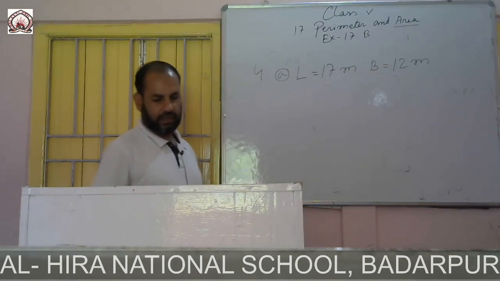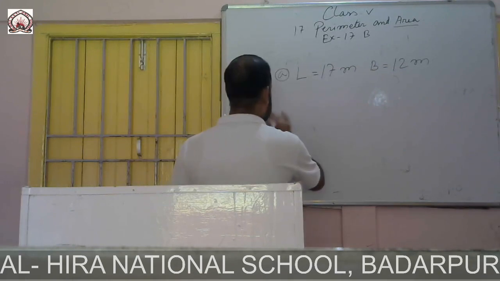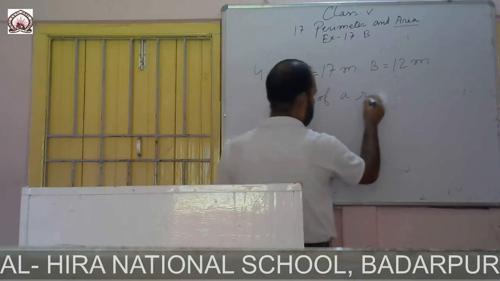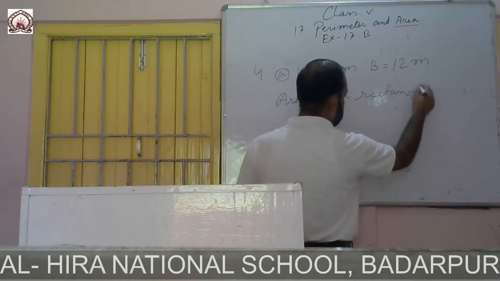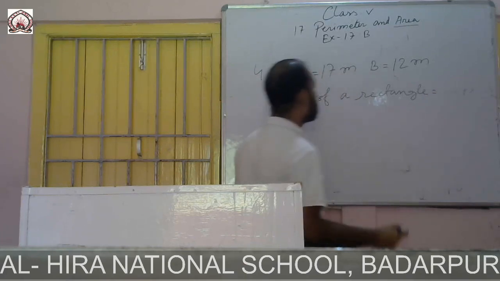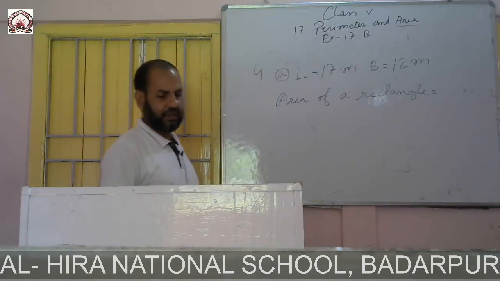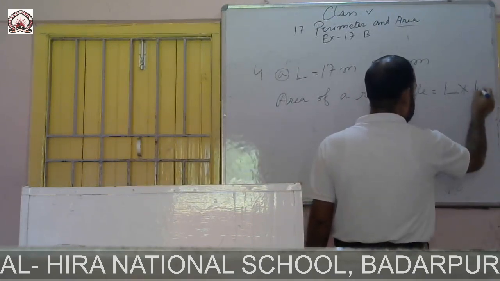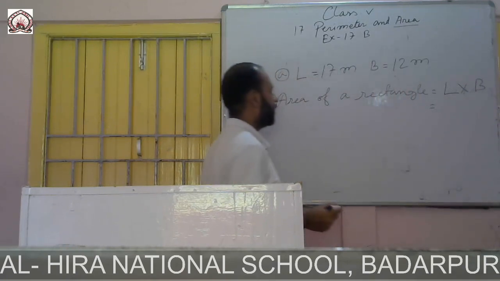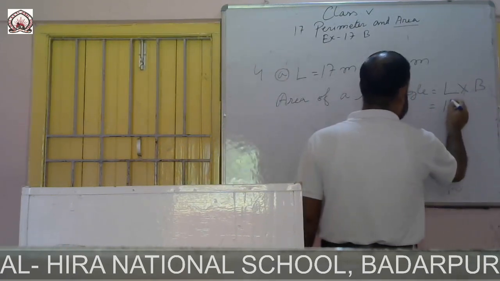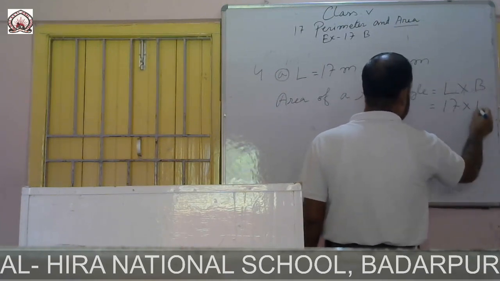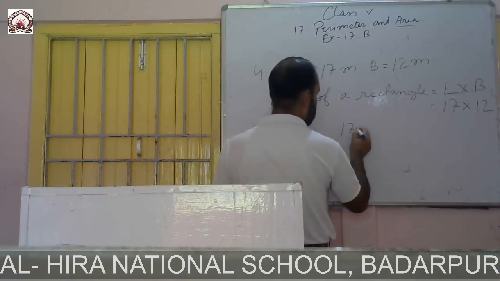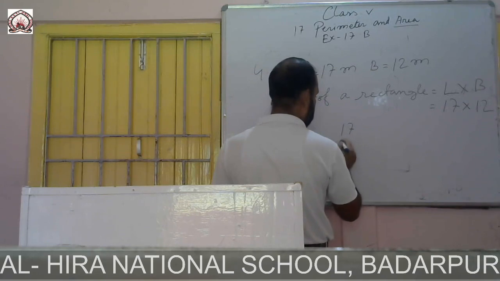We take out the area of a rectangle. So area of a rectangle equal to length into breadth. So length equal to 17 into breadth equal to 12. So 17 into 12.